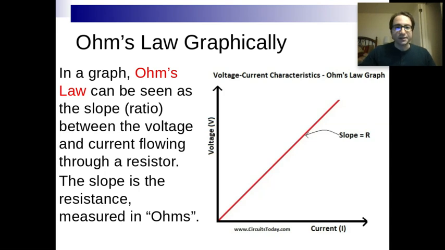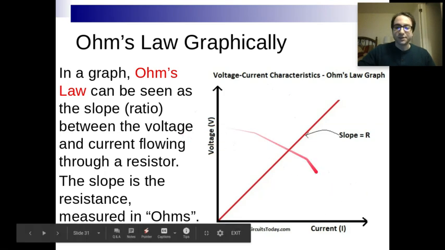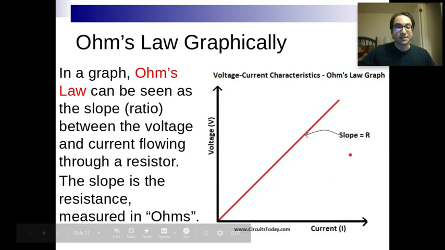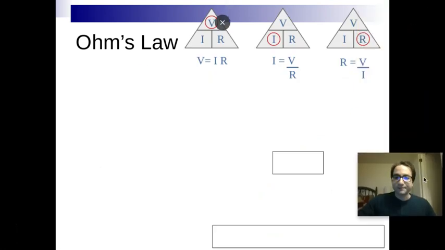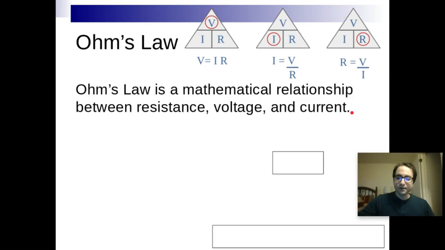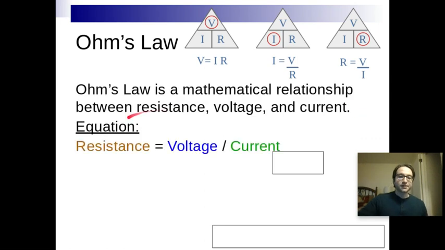Just remember how you calculate slope. It's y-axis divided by x-axis. So the voltage divided by current will equal the resistance, and that's exactly what the equation for Ohm's law says. So there it is. Resistance is the voltage divided by current. You have this equation, as you do all equations I give you, on the reference table.